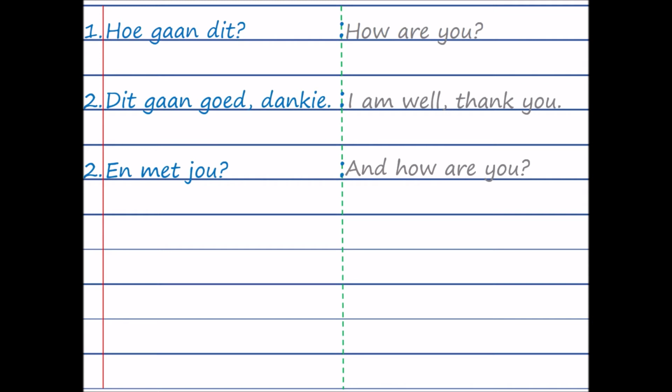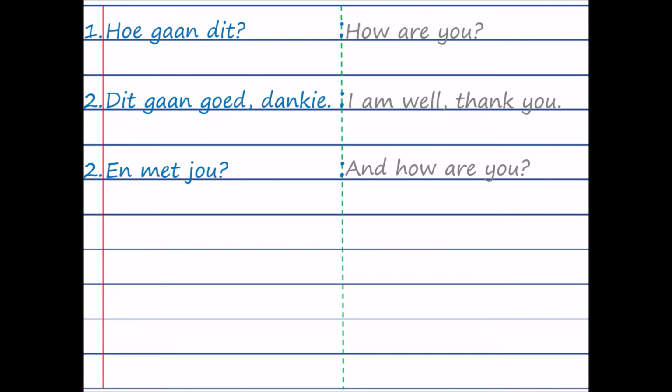Now let's practice saying that. We are doing well, and ask the other person how they are. So you're going to say, dit gaan goed, dankie, en met jou. Quickly say, dit gaan goed, dankie, en met jou. Once more, listen carefully. Dit gaan goed, dankie, en met jou. And last one, dit gaan goed, dankie, en met jou.